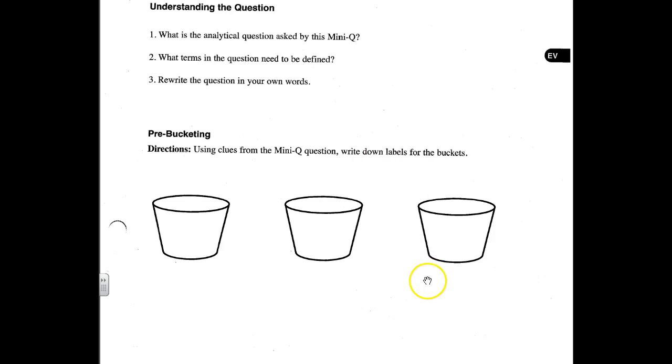So clearly, the buckets are going to be labeled causes. What caused the Salem witch trial hysteria of 1692? You're going to want to label this bucket, bucket 1, perhaps cause 1. Second bucket here, cause 2. And the third bucket, cause 3. These are our pre-bucketing labels. And again, we're coming up with those labels using clues from the Mini-Q. The Mini-Q question is asking for specific causes of the Salem witch trial hysteria. So we're going to write down label cause 1, cause 2, and cause 3.